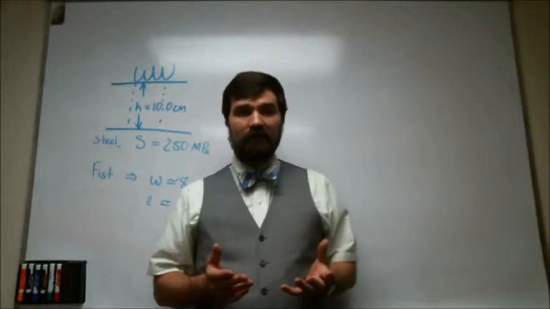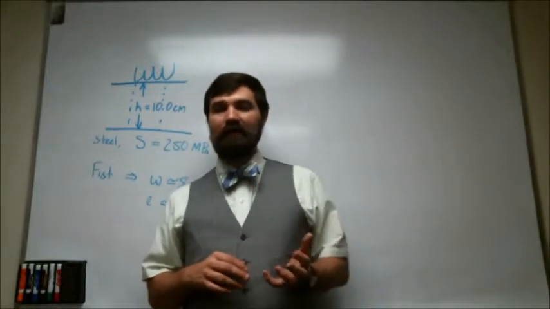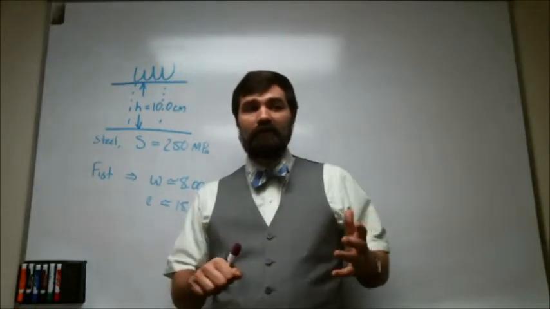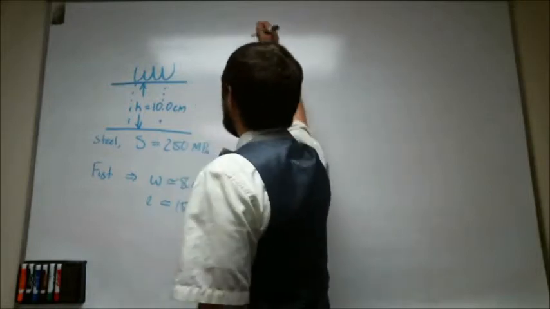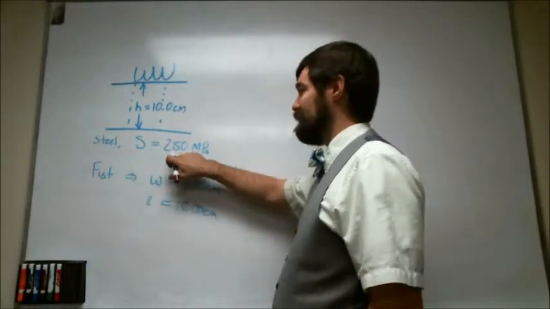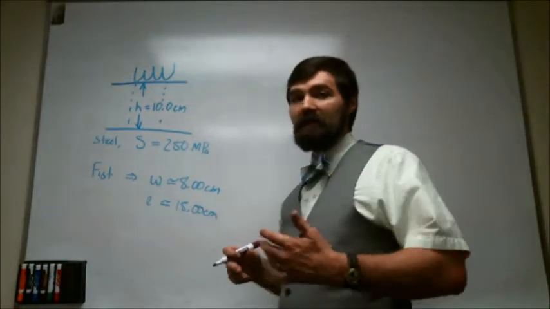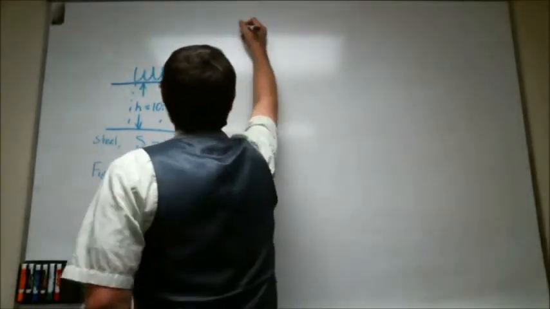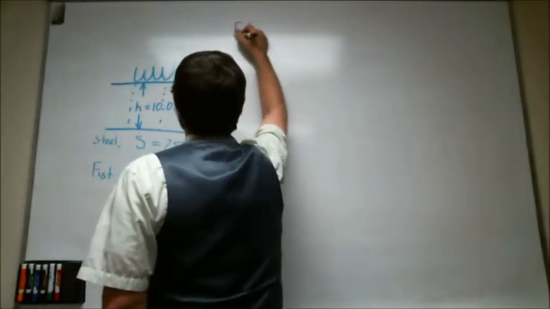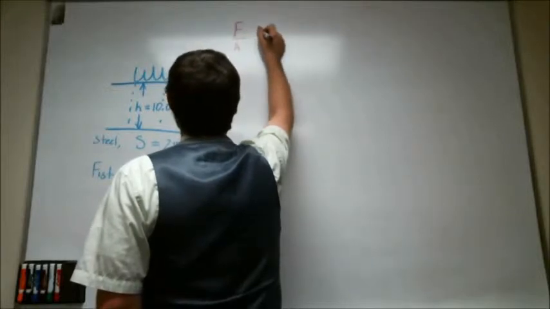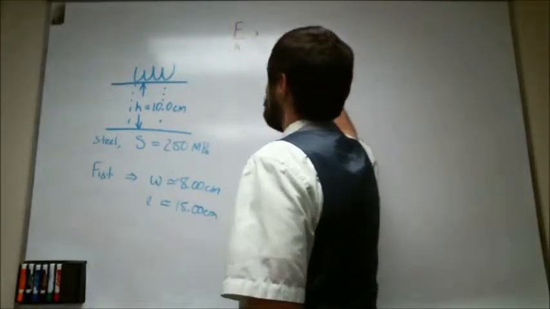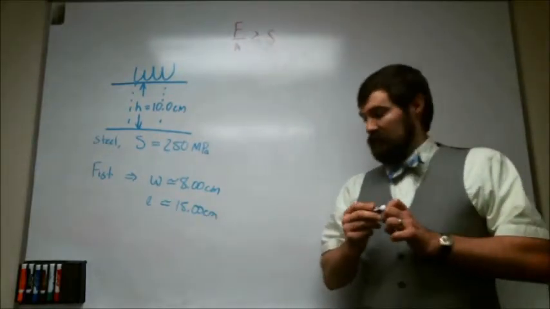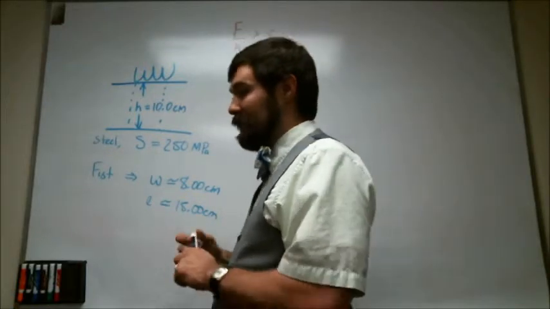And that brings me into the wrong way of solving this problem. Regardless of what you do, you should know that this number, the ultimate strength, 250 megapascals, is how much force per unit area the steel can take before it breaks. So whether you do it the right way or the wrong way, you should at least start off noting that the force divided by area needs to exceed the strength of the material. So let's look at the wrong way of doing it.